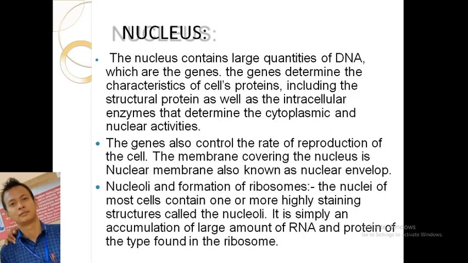The nucleus contains a large quantity of DNA, which makes up the genes. The genes determine the character of the cell's proteins, including structural proteins as well as intracellular enzymes. They determine cytoplasm and nucleus activity. The genes also control the rate of reproduction of the cells. The membrane covering the nucleus is known as the nuclear envelope. Nuclei are where ribosomes are formed. The nucleus contains one of the most prominent structures, called the nucleolus, which is simple and accumulates a large amount of RNA and protein.